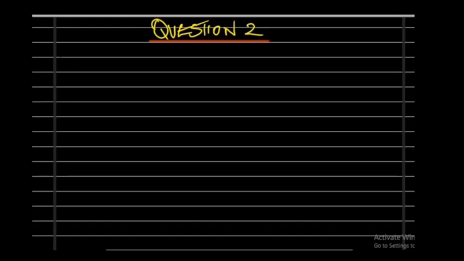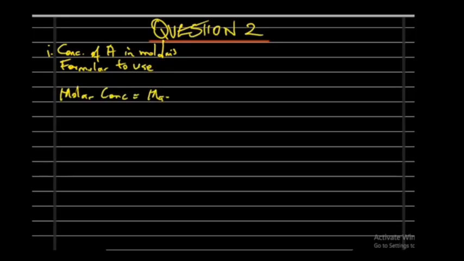We have the first thing to be calculated to be the concentration of A in moles per dm cube. The formula that we have to use is: molar concentration equals mass concentration divided by molar mass.